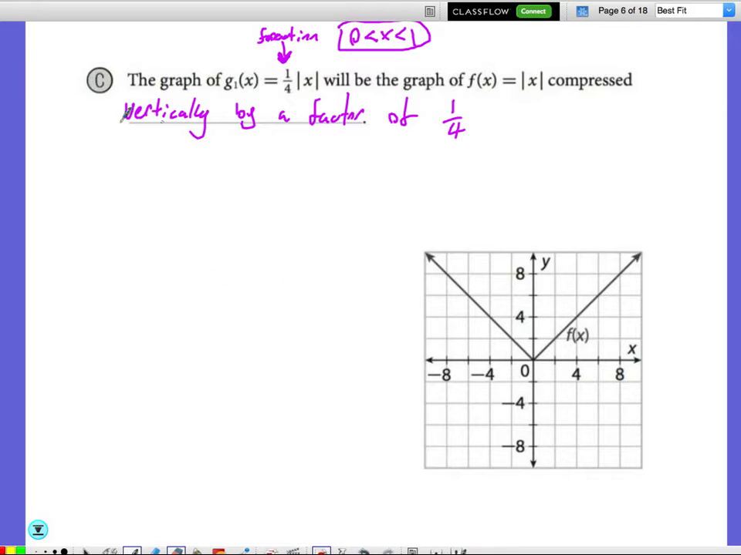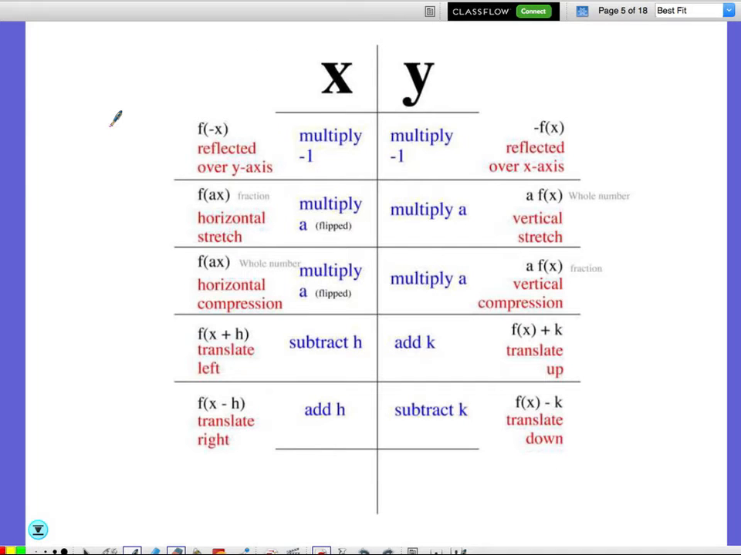how we found the transformation, so we identified we just only have one. How am I going to graph this on my grid? Well, this is where this table comes in. If we have a vertical compression by a factor of 1 over 4, we can take this table and look at where we see a vertical compression. So vertical compression is on this side, and the operation that it tells us is to multiply by a.